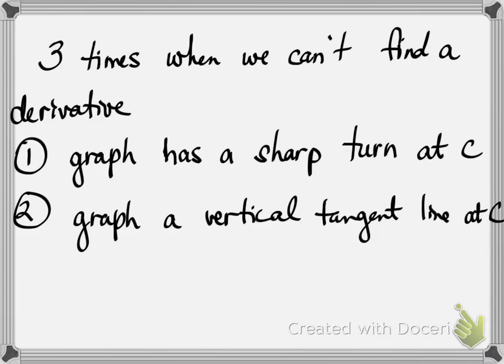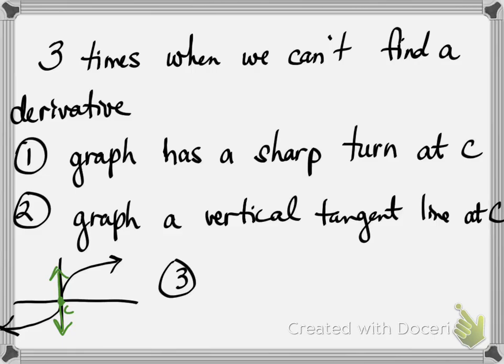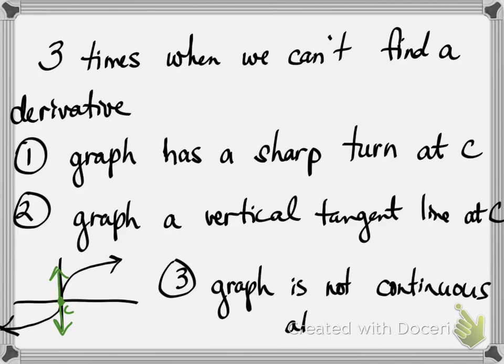At c. Vertical tangent line, like if we looked at this function, if this is c right here, I've got a vertical tangent line right there. So I can't find its derivative if c is that point right there. And 3, if the graph is not continuous at c. These are reasons when you can't take the derivative. So continuity and differentiability are very closely related.